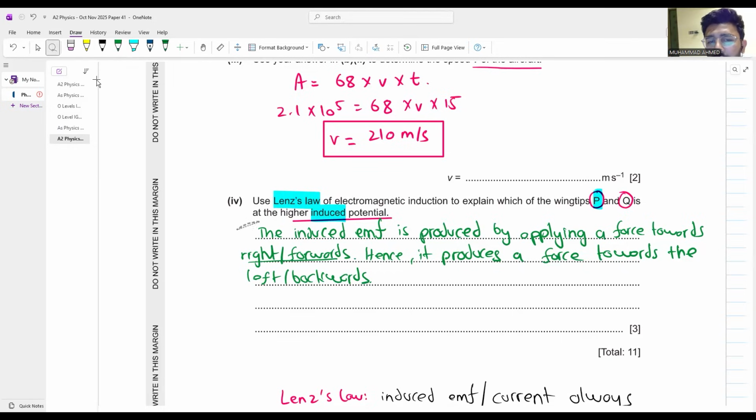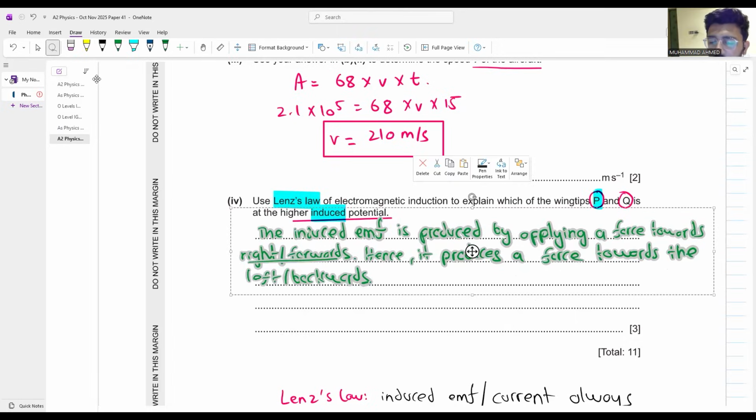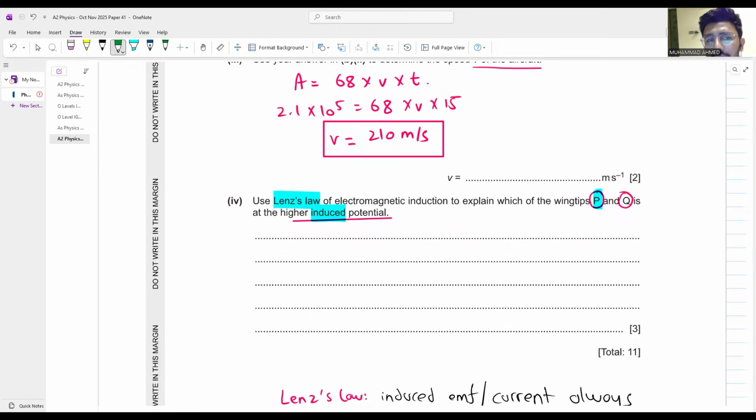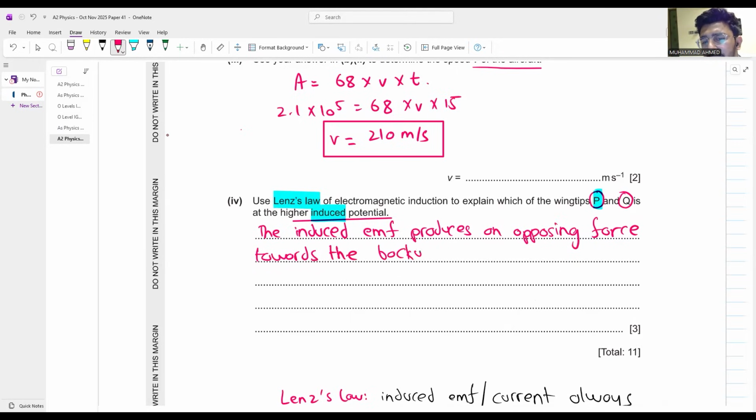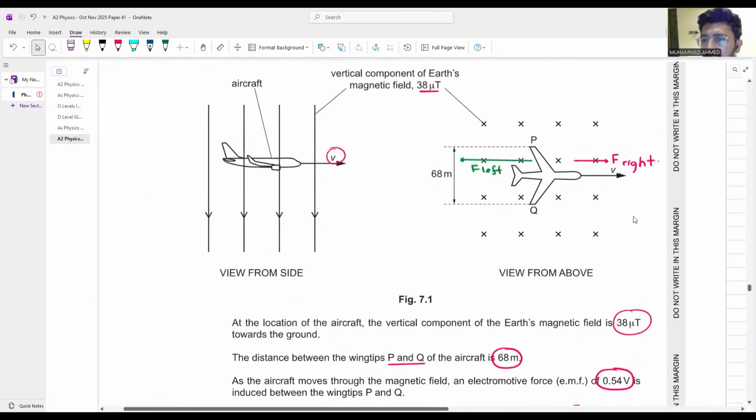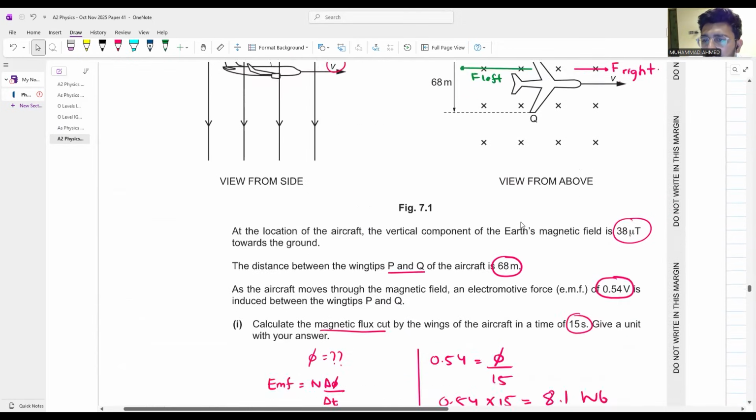If you find all this complicated, you can sum this up in a single line. As in the marking scheme, you can say the induced EMF produces an opposing force towards the backside. Beta, you are applying a force in the forward direction to move the airplane. Hence the induced EMF applies the force towards the left side or the back side.